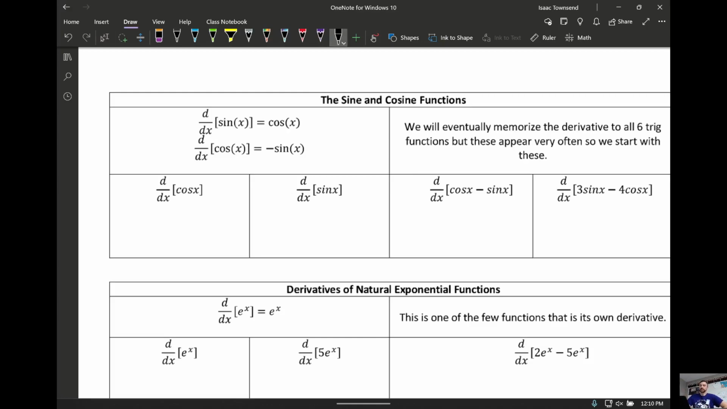Some of the others they expect you to know are the derivatives of sine and cosine. These come up all the time. So the derivative of sine is cosine, but the derivative of cosine is negative sine. So one of them tacks on a negative out front. Okay, and then we could do more than one term. The derivative of cosine is negative sine, and then separately the derivative of sine is cosine.